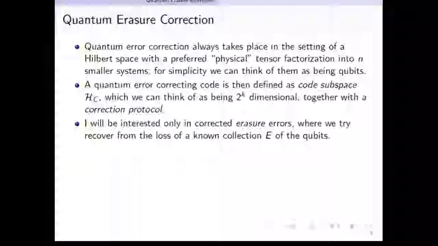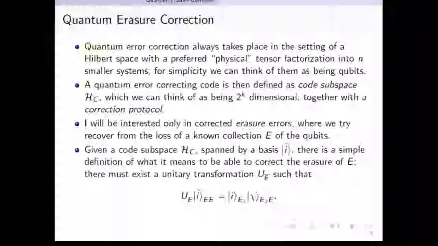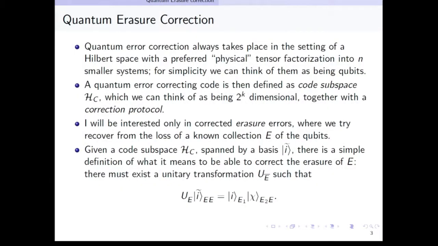So as Daniel said, I'm today only going to be interested in correcting erasure errors. That's where we try to recover from the loss of some known collection, which I'll call E, he called it S, of the qubits. And what do I mean by recover? Well, he wrote it over there, but I'll say it again. Given the code subspace, and this |ĩ⟩, the tilde here is always going to mean encoded, |ĩ⟩ is just some basis for the code subspace. This is a complete basis for the logical qubits.